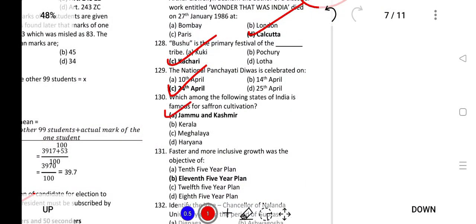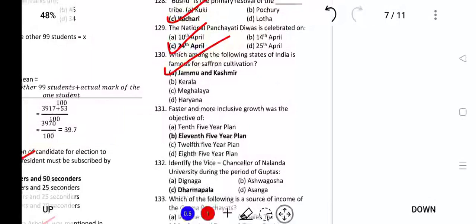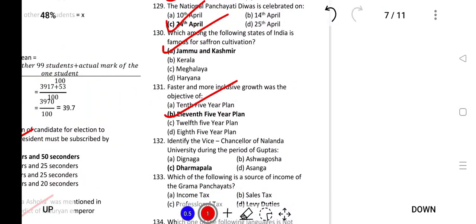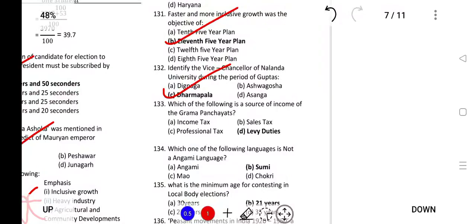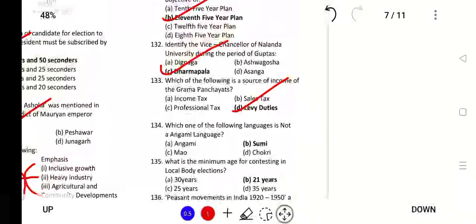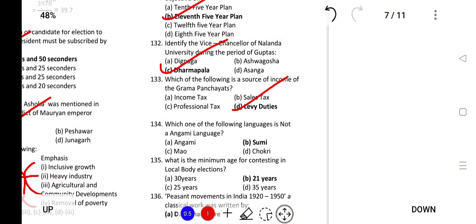Saffron cultivation is highest in Jammu and Kashmir. The vice chancellor of Nalanda University is Dharmapala. Source of income for the Gram Panchayat: levy of duties. Which one of the following is not an Angami language?